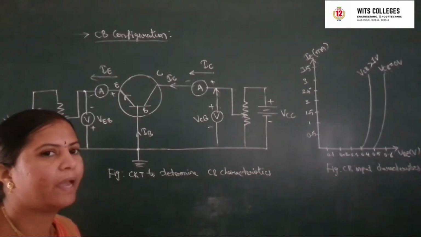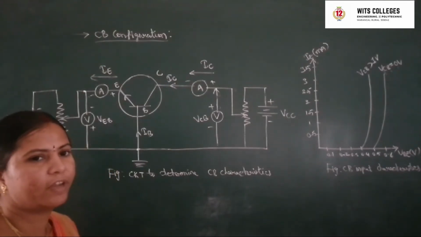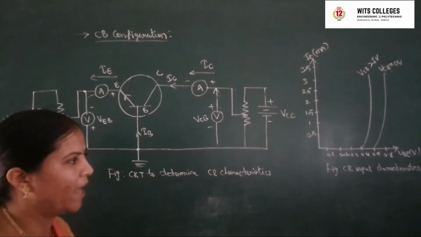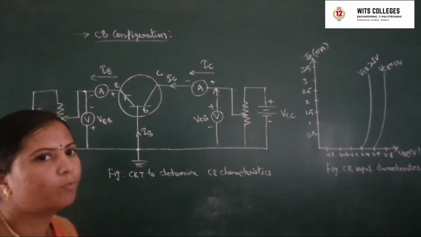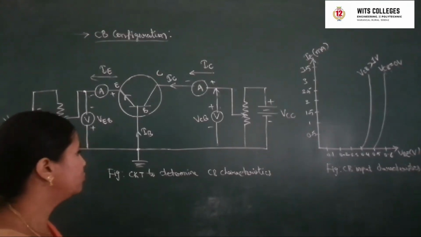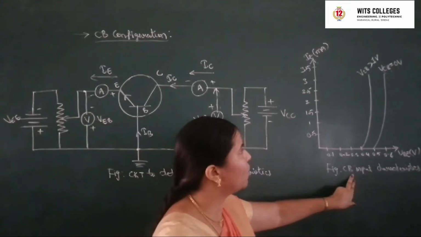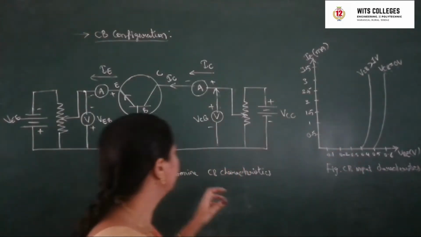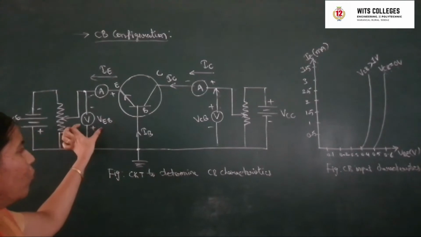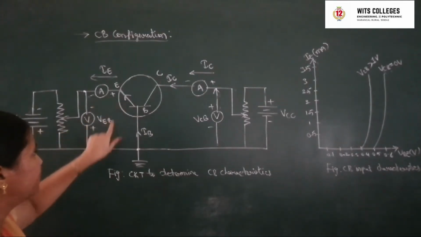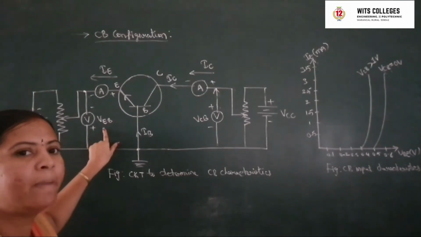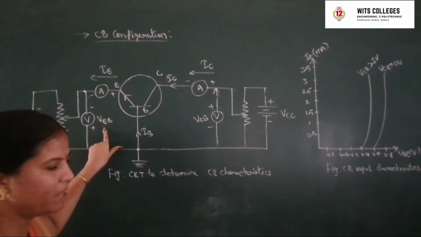Okay, so coming to the characteristics, we have to determine the static characteristics of the NPN transistor in common base configuration. We have two types of characteristics: common base input characteristics and common base output characteristics. This circuit indicates the common base input characteristics. Here we are connecting one voltmeter between the base and emitter; that's why it is named base emitter voltage or emitter base voltage.